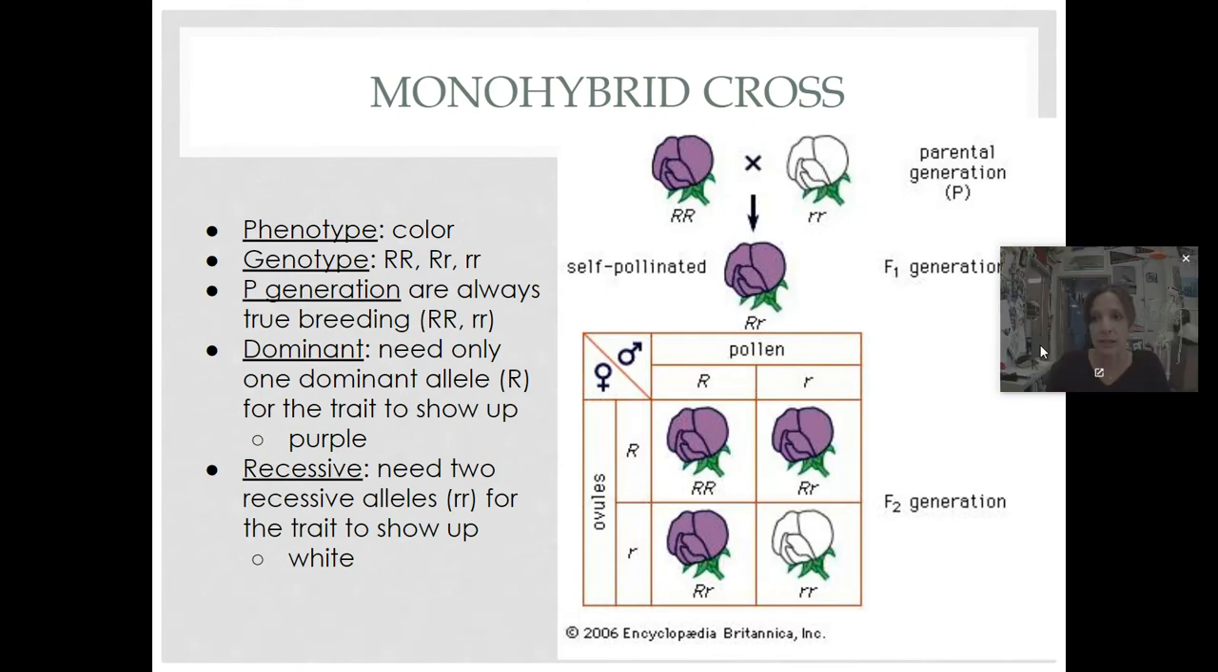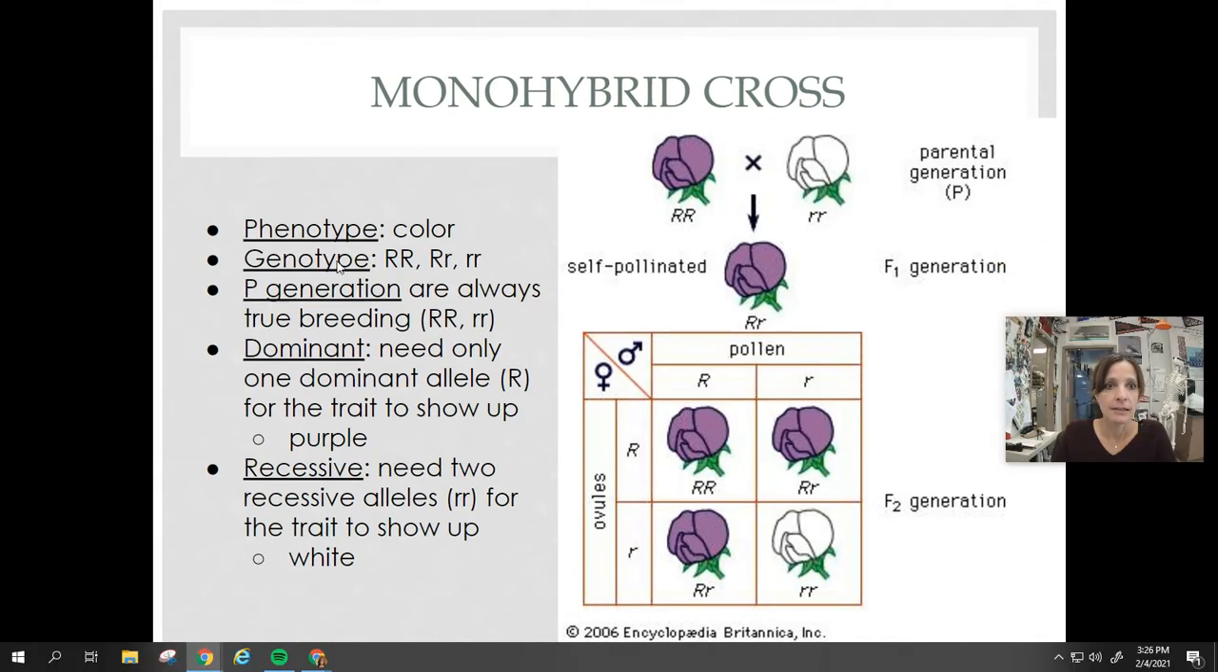Okay, so a monohybrid cross. A couple more vocab words that you need to either review or remember is phenotype, right? That's the color, or if you have the trait or you don't. The genotype is the alleles. Something you may not have remembered is the P generation, which stands for the parental generation, and they're what's called true breeding, which just means that they're homozygous.